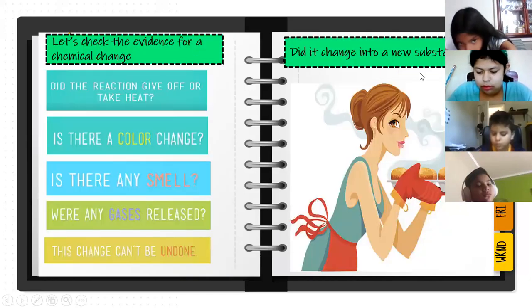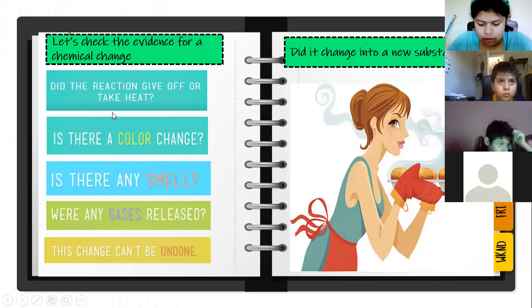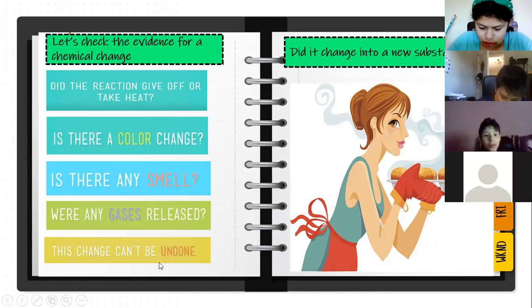Now, let's check the evidence for a chemical change. Did the reaction give off or take heat? Is there a color change? Yeah, right? Is there any smell? Of course, smells delicious, okay? This change can't be undone. Did it change into a new substance? Definitely. We have bread. We have a cake.